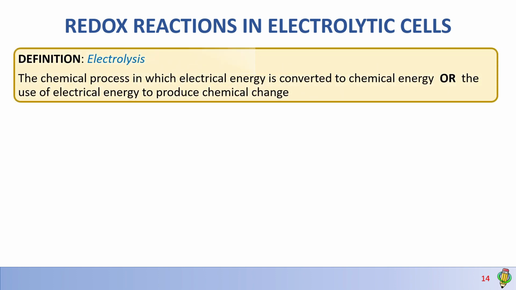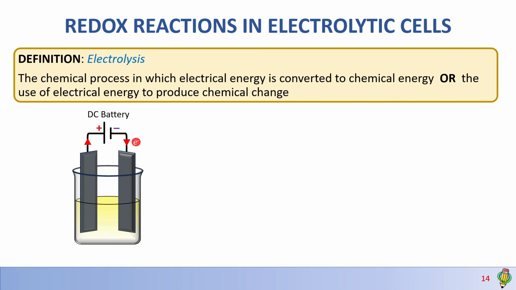The chemical process in which electrical energy is converted to chemical energy, or the use of electricity to produce chemical change, is called electrolysis. This basically means that we can use a battery to bring about a chemical change or to drive a chemical reaction.